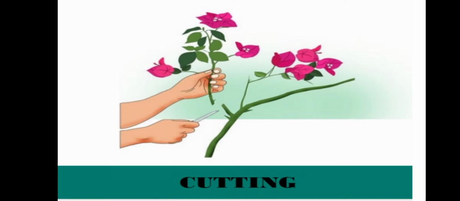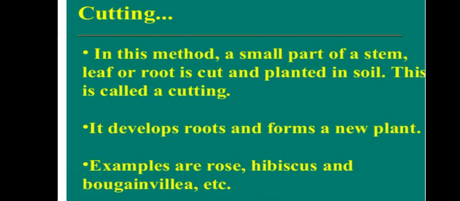Now, class, today we'll be learning about another method, that is cutting and grafting. So this is one of the easiest ways to grow a plant. In this method, a small part of a stem, leaf or root is cut and is planted in soil. This is called a cutting. It develops roots and forms a new plant.